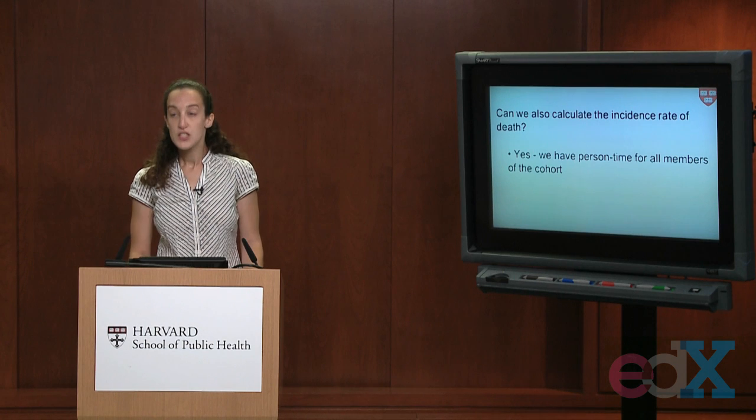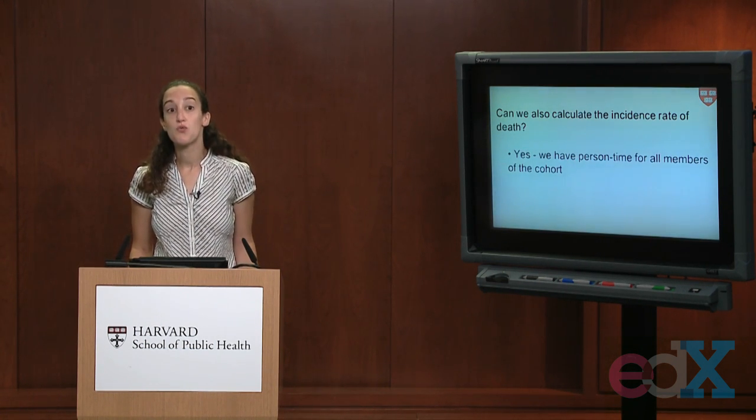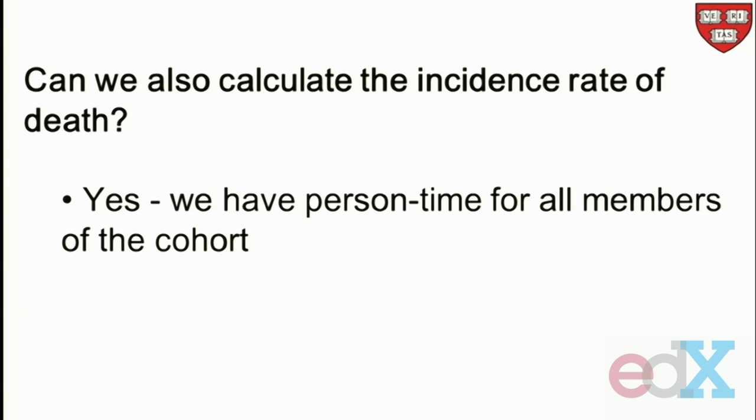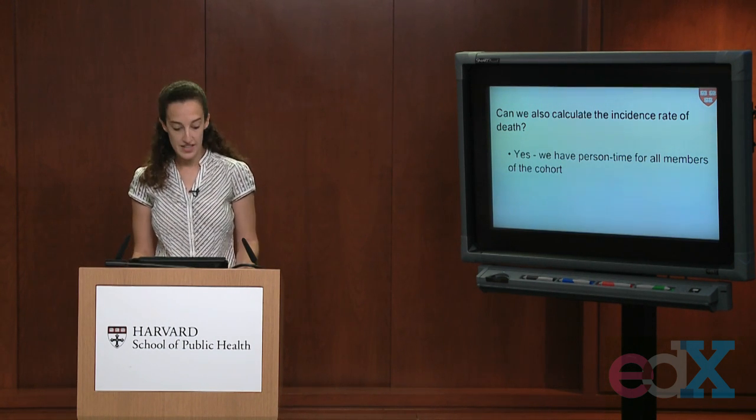So we can see that the cumulative incidence of death is higher in smokers than in non-smokers. So now that we've calculated the cumulative incidence, what about the incidence rate? Can we calculate the incidence rate of death? And yes, we can calculate this because we have person time for all members of our cohort. So let's go back to STATA and do an incidence rate calculation.